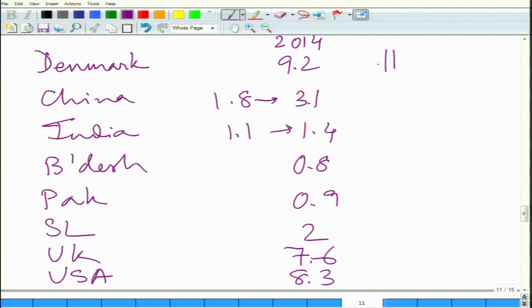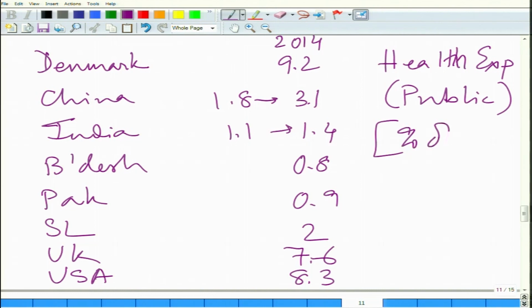So this is the public health expenditure as a percentage of that particular country's GDP.